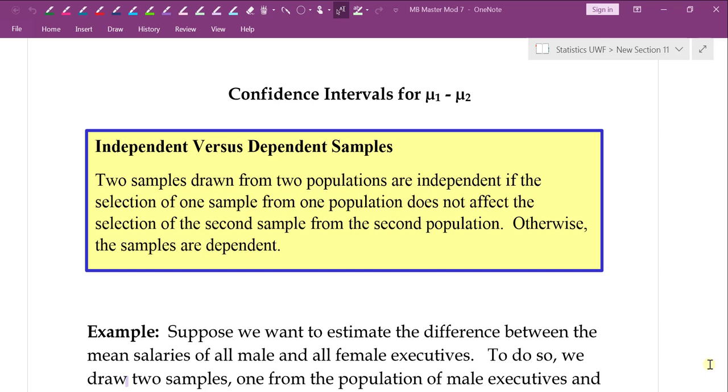Tonight we're going to be discussing confidence intervals about the difference of means as well as the difference of proportions. First, let's talk about the means.